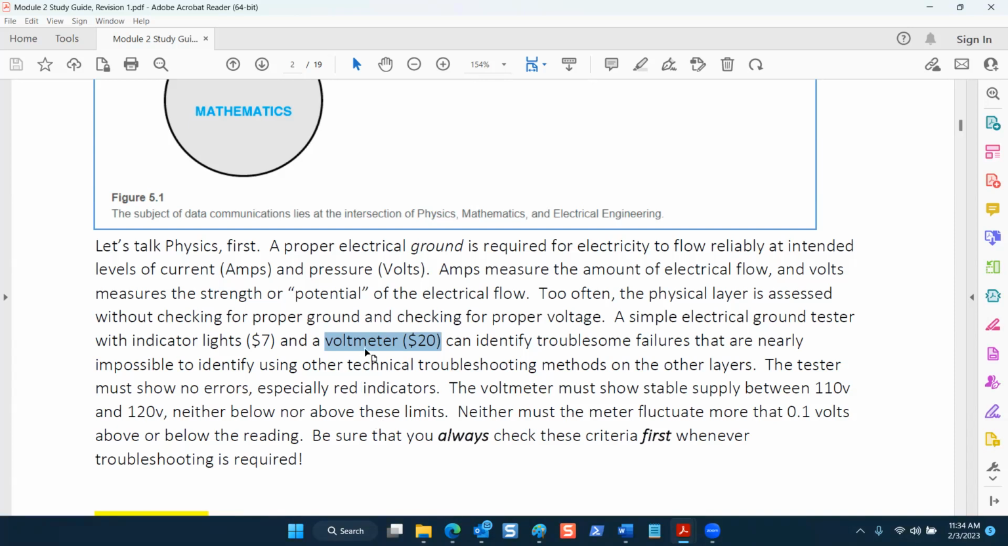But if you can only have one, the voltmeter does both. So good point. Any other questions?